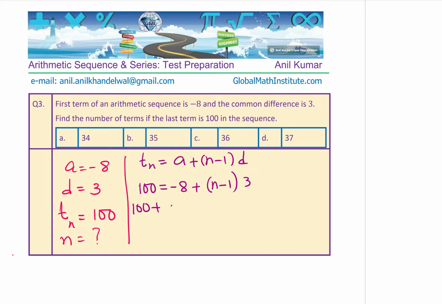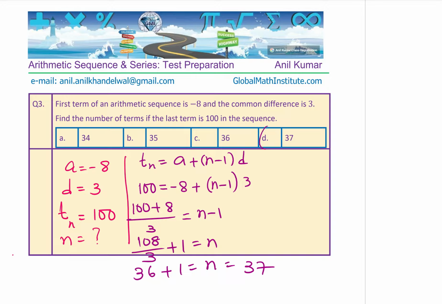So 100 plus 8, right? And we can divide this by 3 to get the value of n minus 1, correct? So when you do 108 divided by 3, we can add 1 to this to get the value of n, correct? So you get what? 3 goes 3 times, which is 9, and 18 is 6. 36 plus 1 is n, which gives you 37 as your answer, correct? So that is how you can find the solution. So I hope you're finding it simpler now, right?